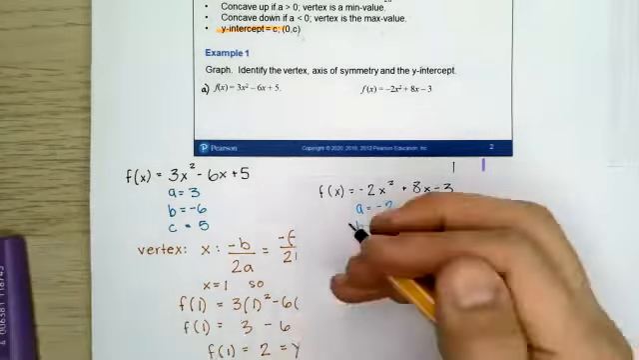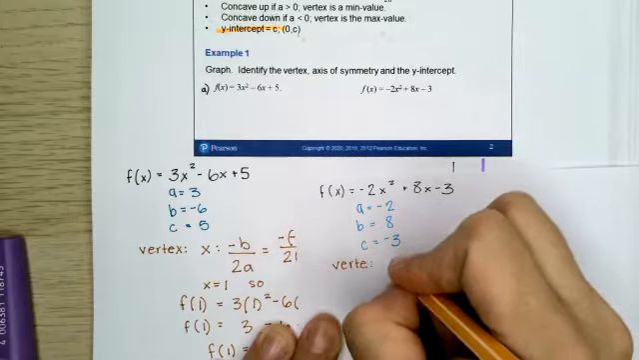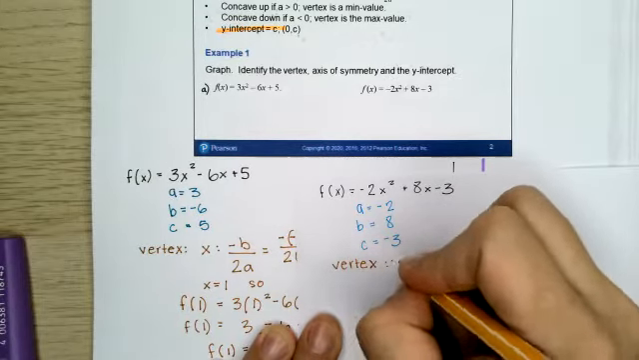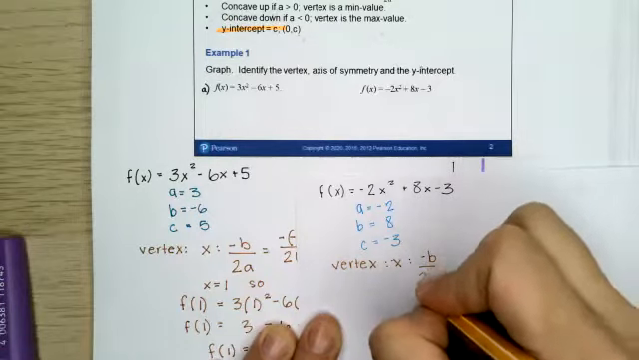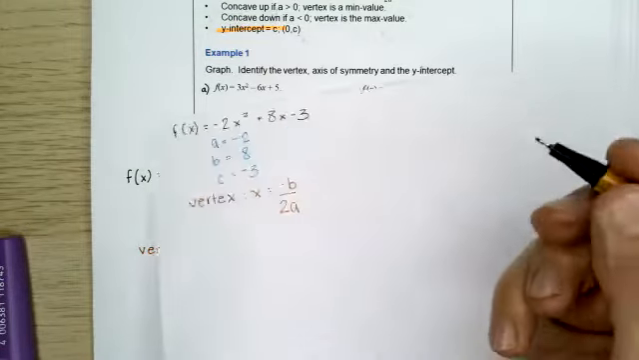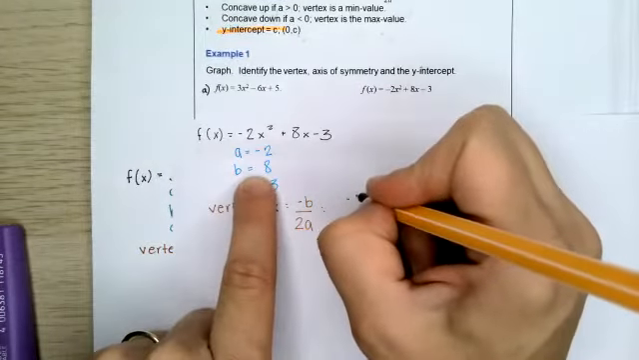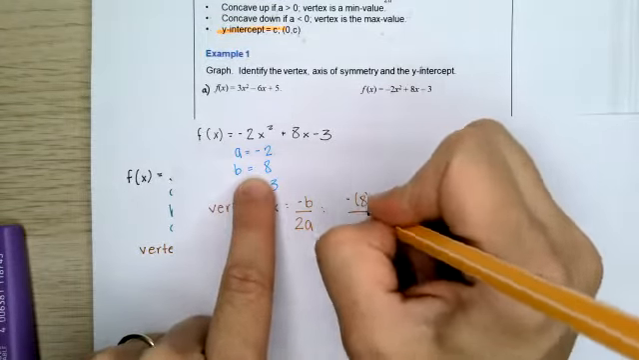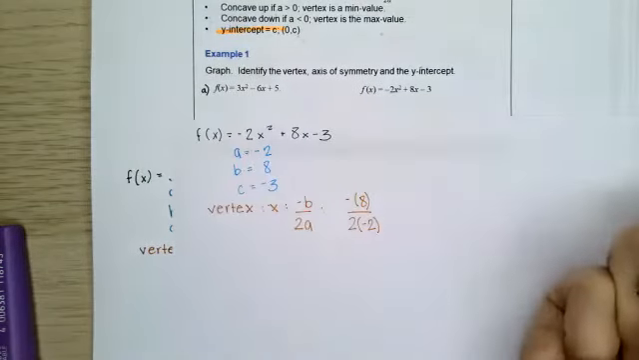Let's find the vertex. Again, the equation for the vertex for the x value is x is negative b over 2a. Here we have negative 8 over 2 times negative 2. Good.